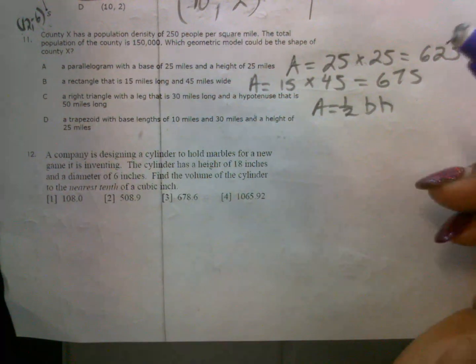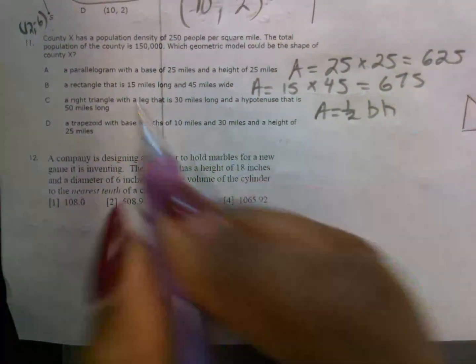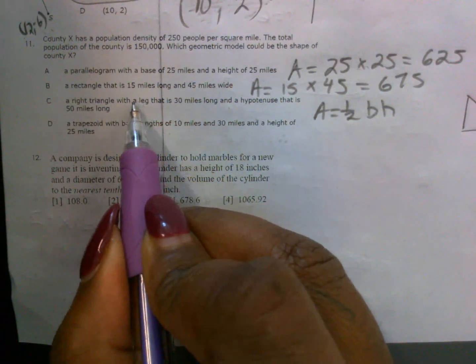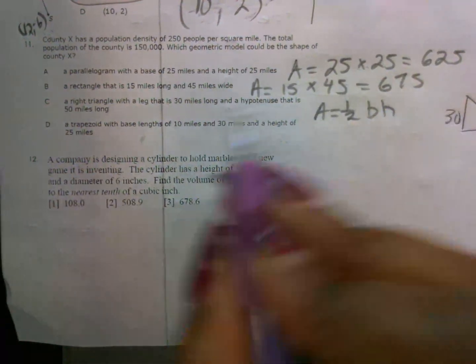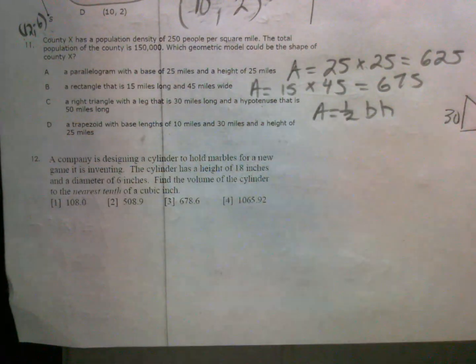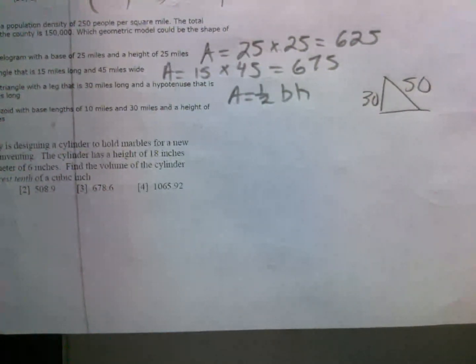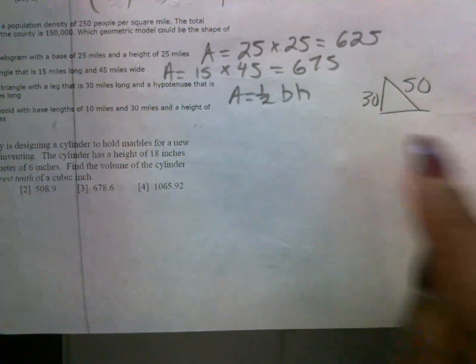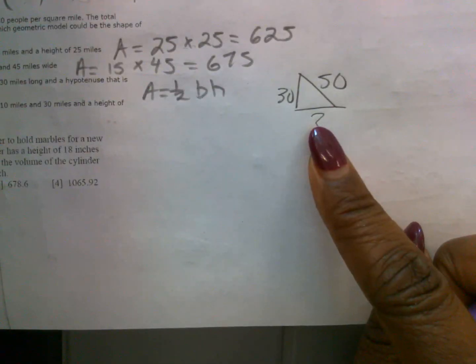So it's a right triangle, with a leg of 30 and a hypotenuse of 50. Oh, no, they didn't give the base. That's dirty. So we need to find this part right here. How do we find this part?